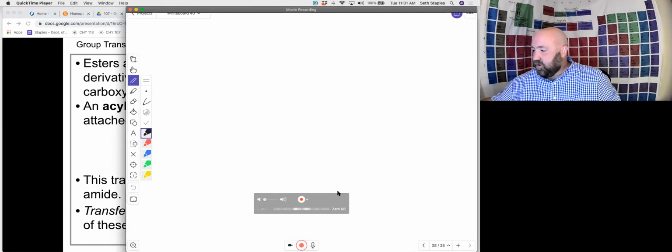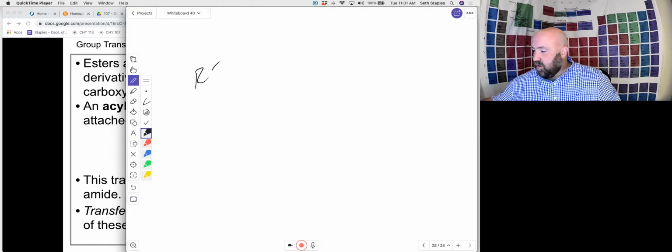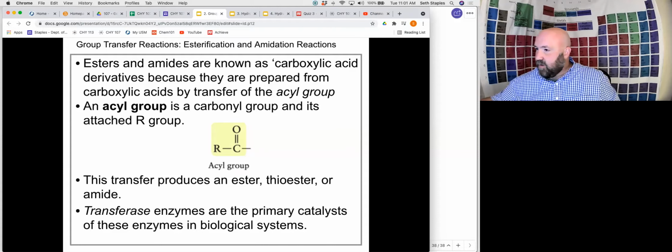remember that an ester has our carboxylic acid group. And then from there, that carbon is attached to another oxygen, and then with something else for an R group coming off of that. So those are our esters.